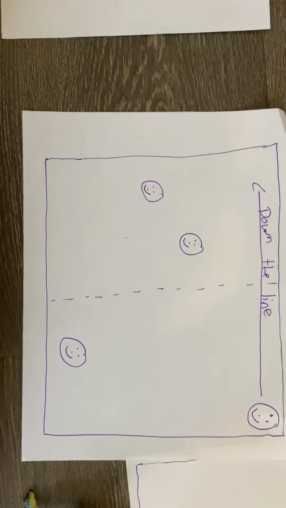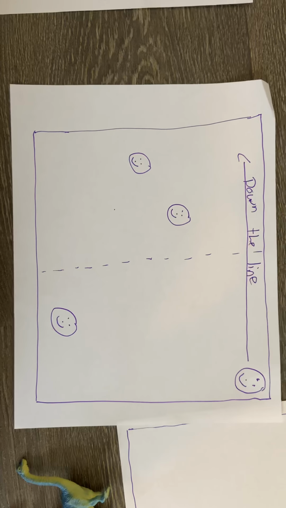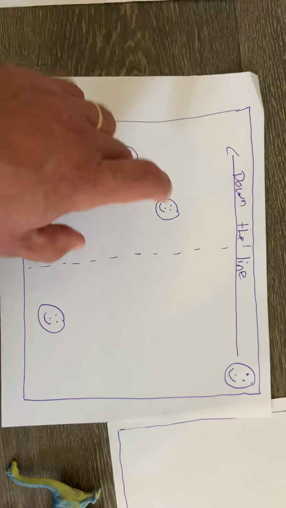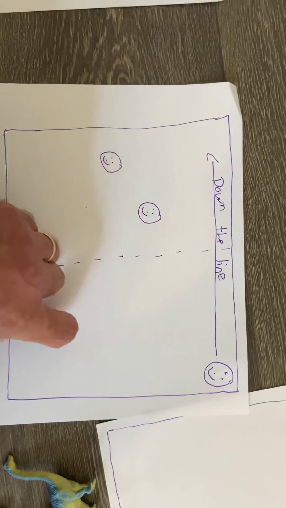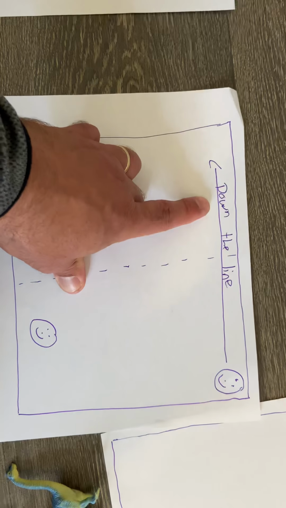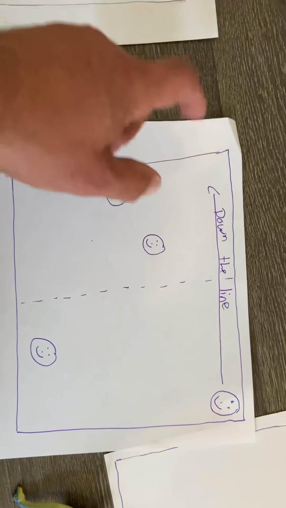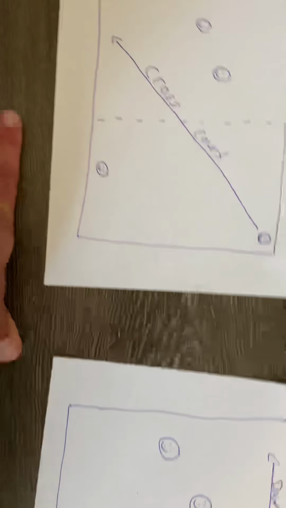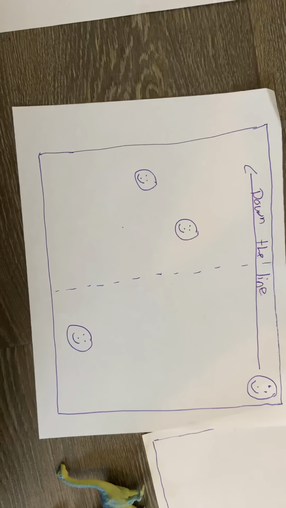Now let's talk about down the line. Down the line, same thing. The players are grouped in the same spot, and this team is spread out, right? So here we go with the down the line shot. And obviously, once it bounces, you get your point. So that was cross court and down the line.